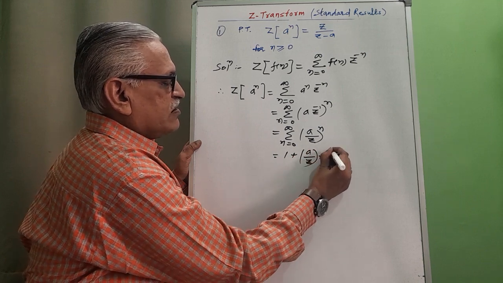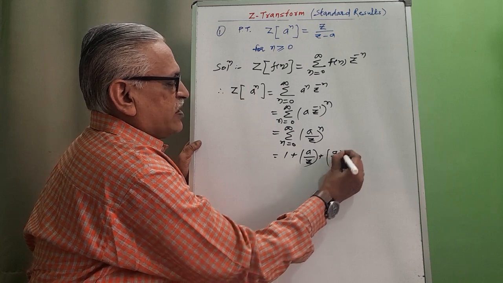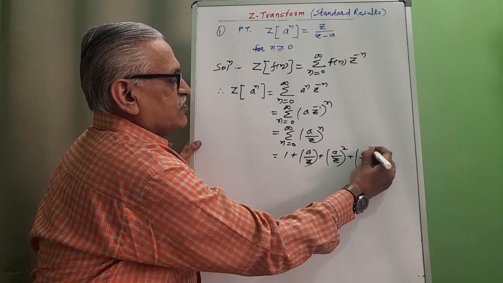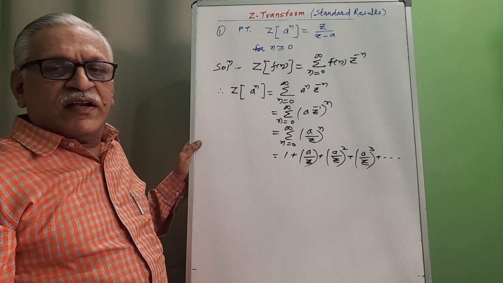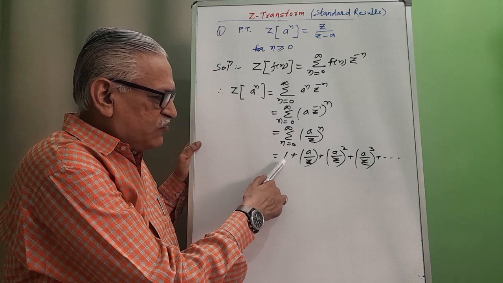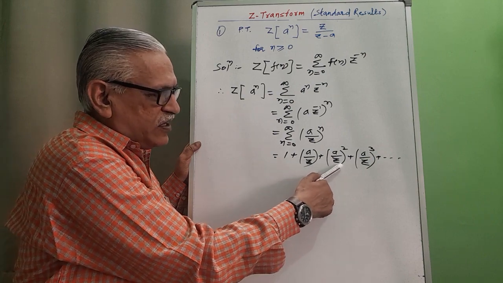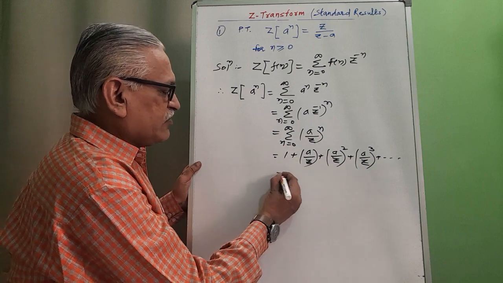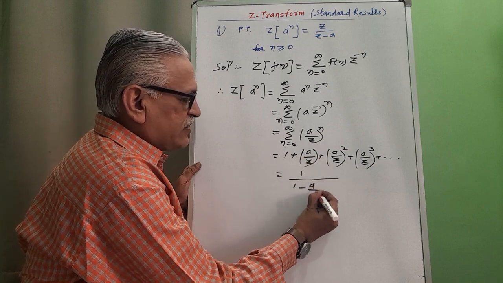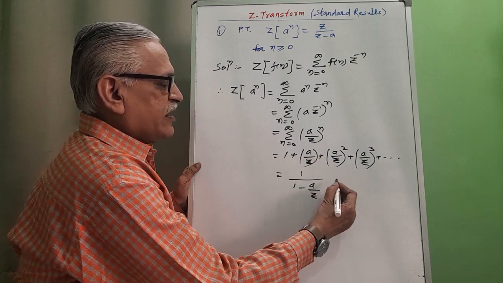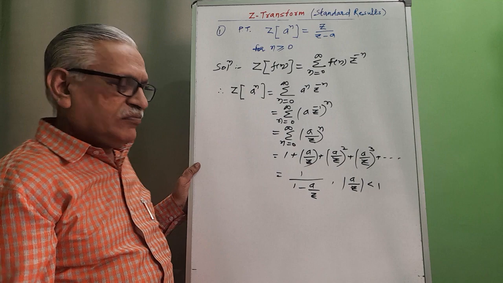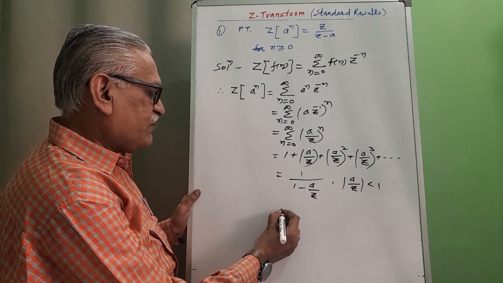Next one, a by z whole square. Next, a by z cube, and so on. Then, as I had discussed in my first video on Z transform, the sum of the terms 1 plus capital X plus capital X square plus capital X cube is nothing but 1 upon 1 minus capital X, and that capital X is here a by z, and the condition is mod of a by z less than 1, and therefore we get the result.